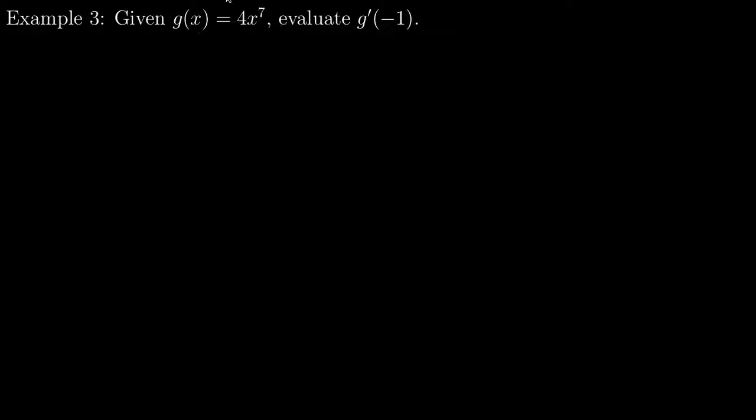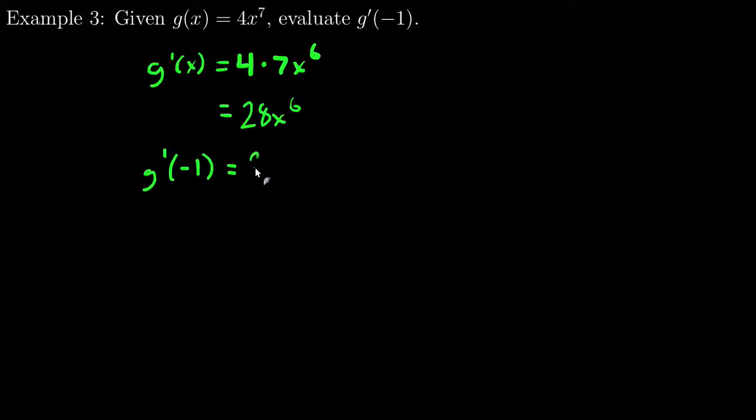One final example, just to make sure we're clear on how all of this stuff works. Given g of x equals 4x to the 7th, evaluate g prime of negative 1. So first, I'll find g prime of x. The constant multiple 4 comes down. The derivative of x to the 7th is 7x to the 6th, which means g prime of x is 28x to the 6th. And then I just do g prime of negative 1, which is going to be 28 times negative 1 to the 6th. Negative 1 to an even power is positive 1, times 28 is just 28.